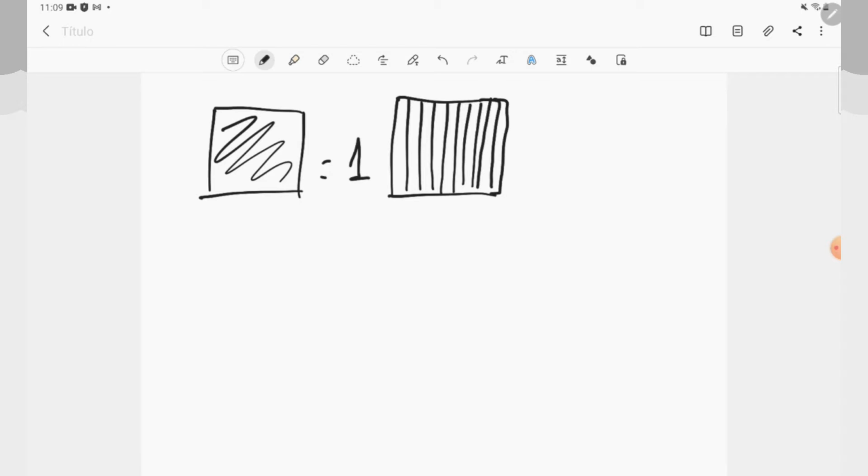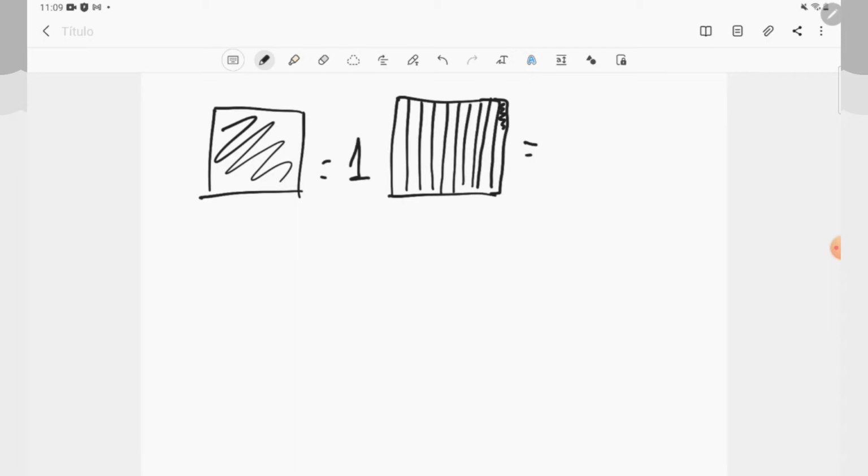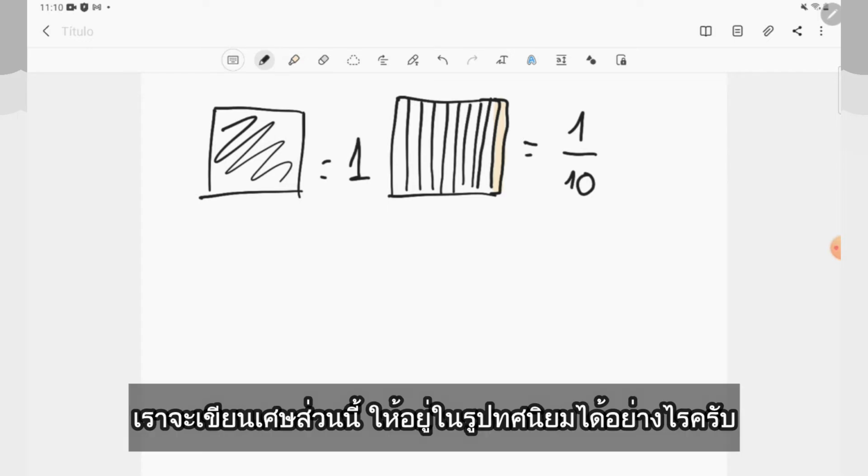10 parts. In this case, if it was a fraction, we would say that, for example, if we color 1, this is 1 part out of 10, because there are 10 parts and just 1 is colored, right? But this time we are talking about decimals.